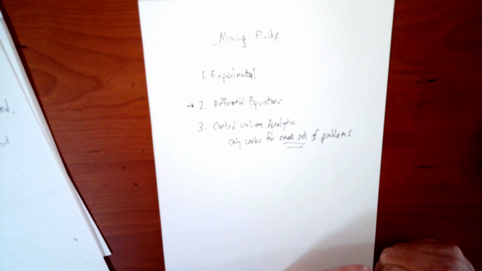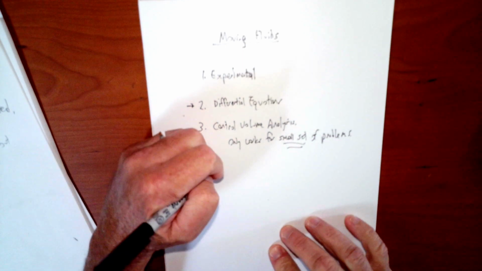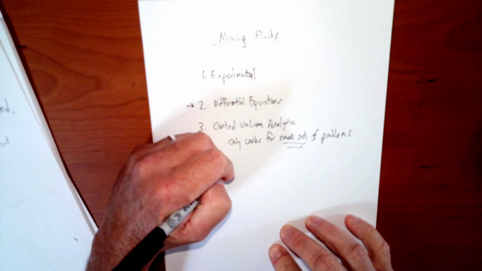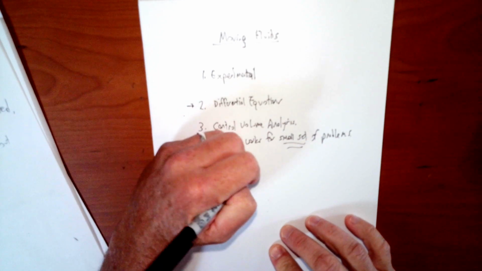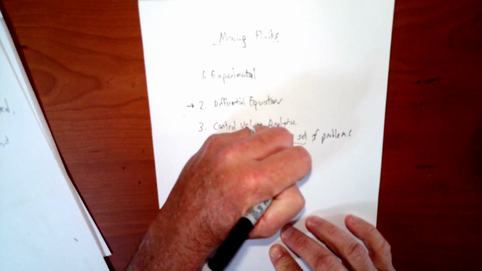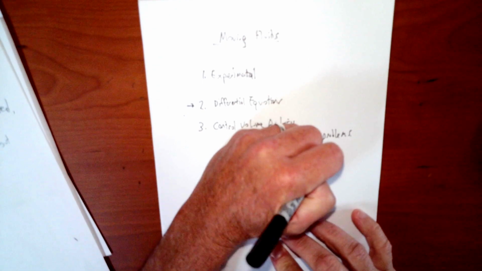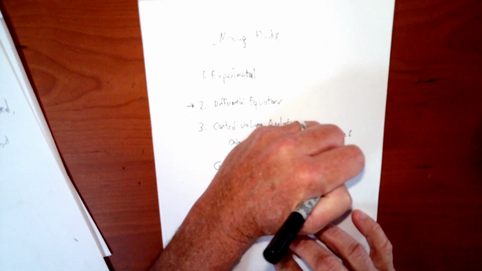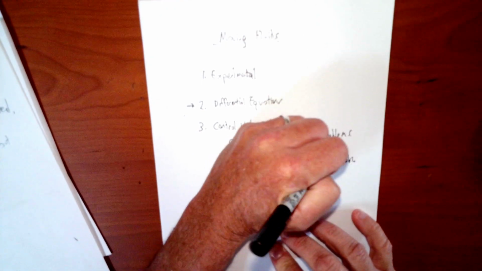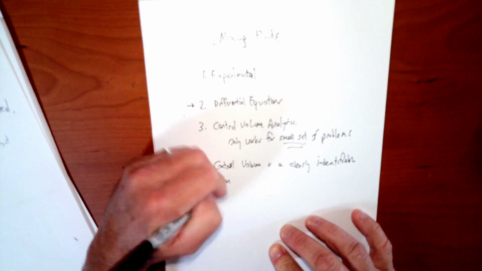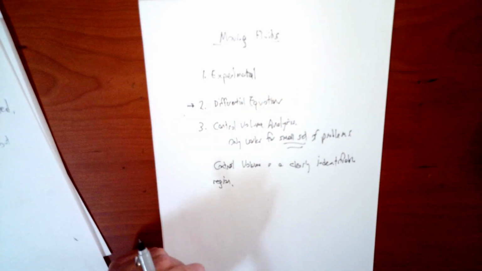And I'm going to remind you what a control volume is. It is usually a fixed volume, but it does not have to be. A control volume is a clearly identifiable region of space, and that's going to be your system or your control volume.